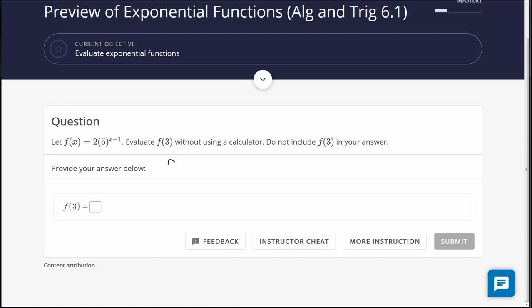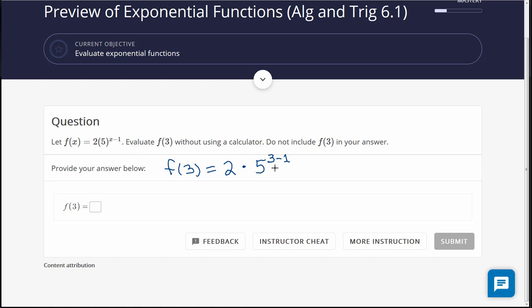So we've got f of 3. This one's a little bit nicer because we don't have 2's all over the place. So we have 2, and that gets multiplied by 5 to the, okay, the x gets replaced by 3, and then we subtract 1, because it says to subtract 1. And you might note, hey Travis, you didn't put parentheses, whereas the problem put parentheses around the 5.